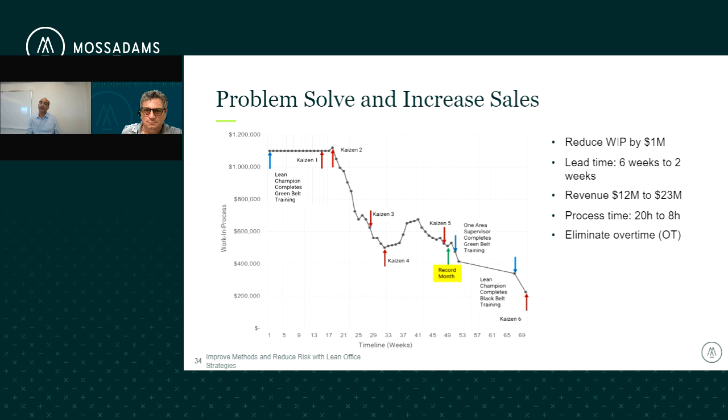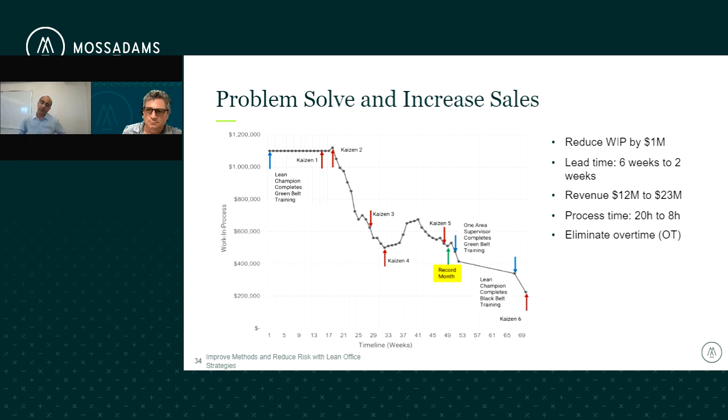So just by solving the problems of reduction of WIP, this freed up capital. From 1.2 million, we were able to get them down to a WIP of 200 million. What that did was the lead time reduced from 6 weeks to 2 weeks, and all the external salespeople got all the work inside, and sales went up from 12 million to 23 million. I mean, in 1 year.